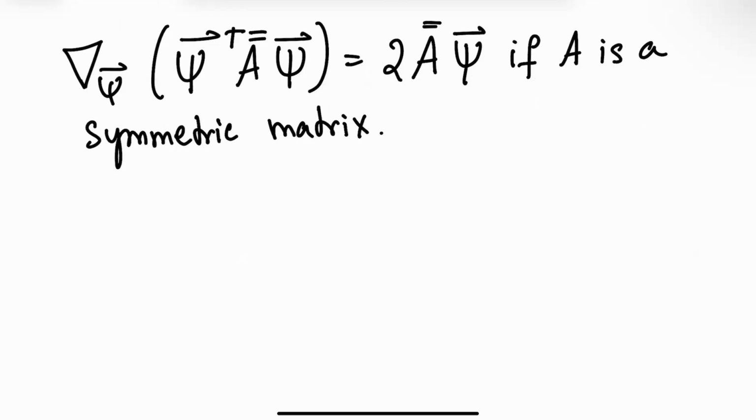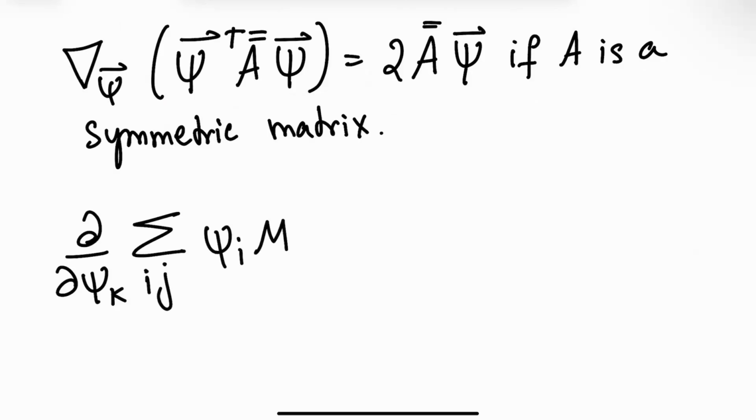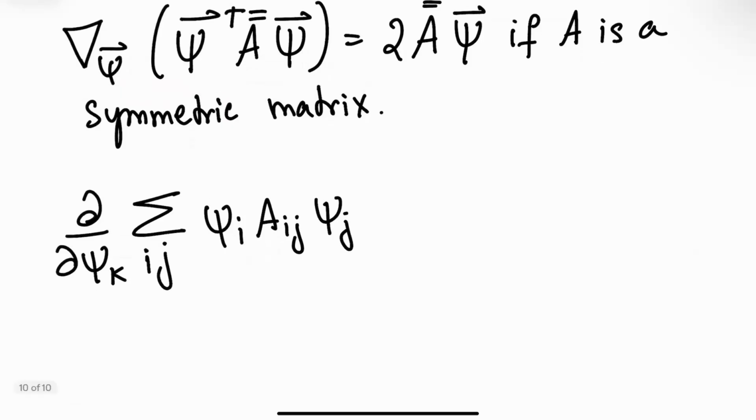So what is this gradient? This gradient, if I expand this vector quantity as a double summation, it's nothing but the gradient with respect to a vector, which you can write like this, right? Summation of psi I, A ij, psi j. That's exactly what this means. Right? It's the derivative with respect to each value of the vector, and that's what gradient is, even in Cartesian coordinates, right?